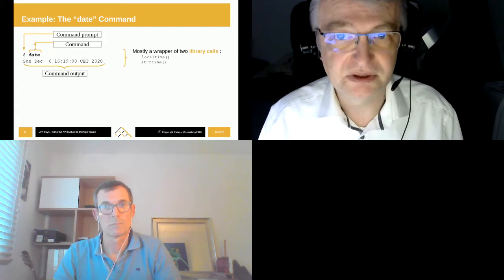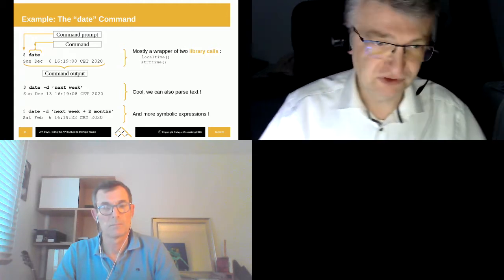So for instance, a simple command, date. If I type date on my terminal, I get the date. So I have the command prompt, the command, and the output. And this command basically has a lot of stuff, but it is a wrapper on two C library functions, localtime to get the system time, and strftime to format the time. But date also has arguments. So you can use it to parse symbolic expressions about dates and compute the date next week plus 2 months, for instance. Easy.